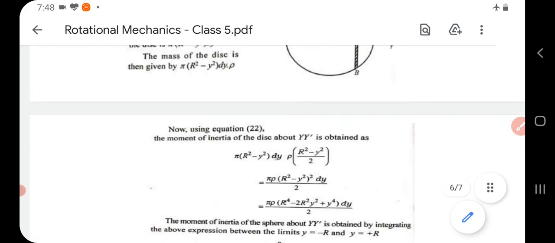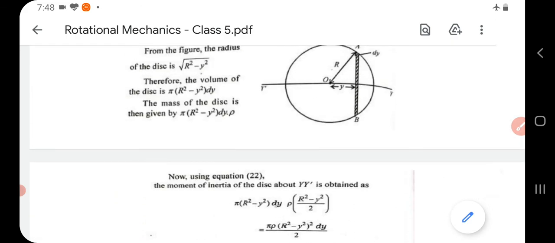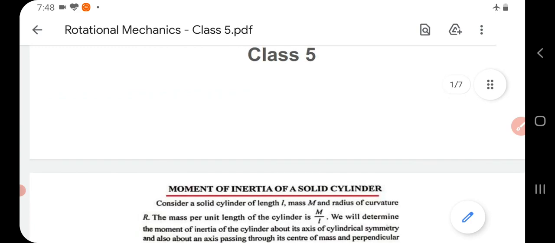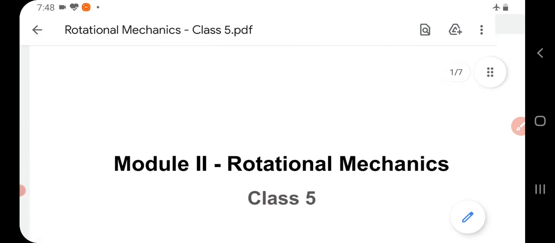So these two are important. There is nothing much confusing. You just understand the concept, then it will be very easy. First understand the figure, then write it down on paper, each step. Then do the integration. If you know integration very well, then it will be very easy. So both of these, the solid cylinder and the solid sphere, are very important.